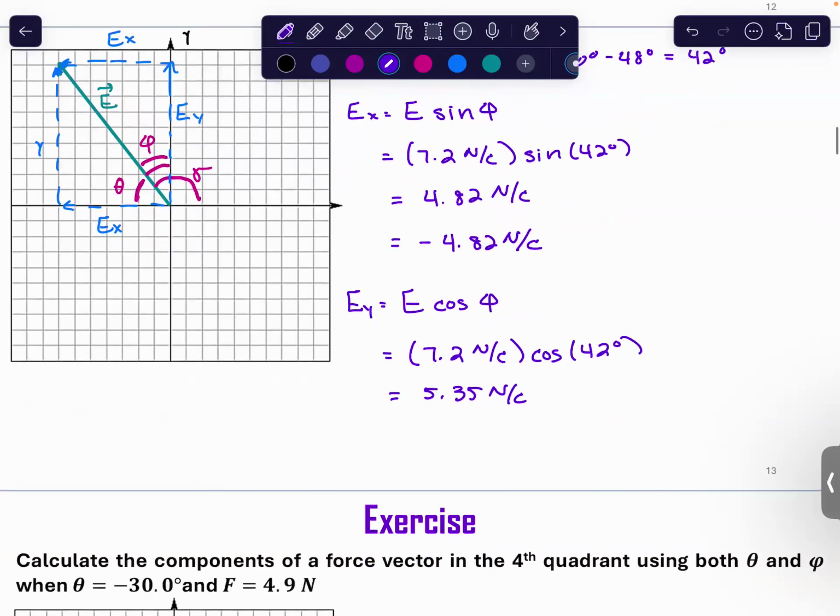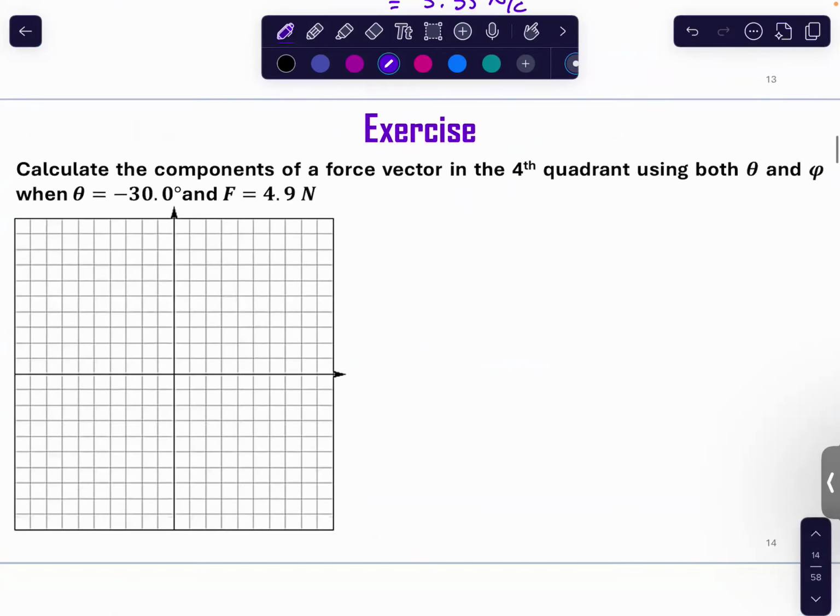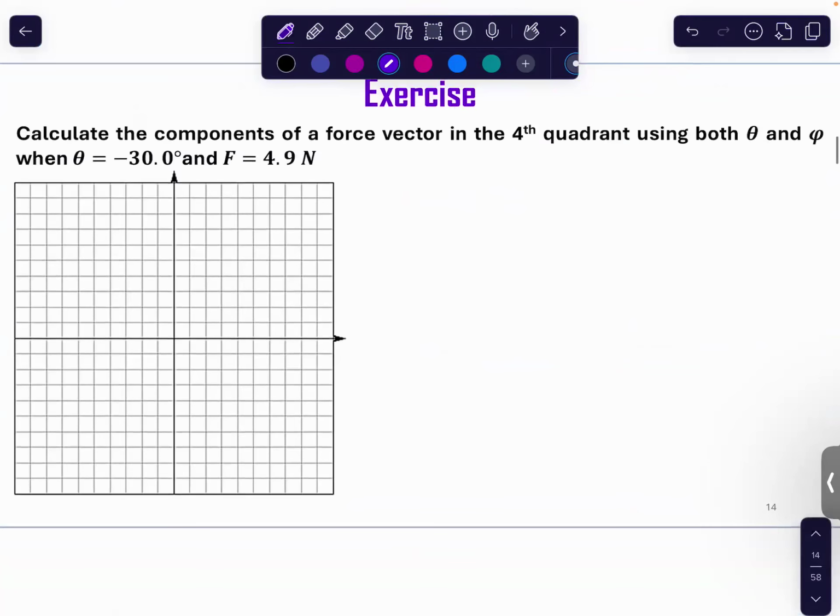So let's take a few minutes working together. We'll take about 5 minutes. Work on this, see if you can figure it out.